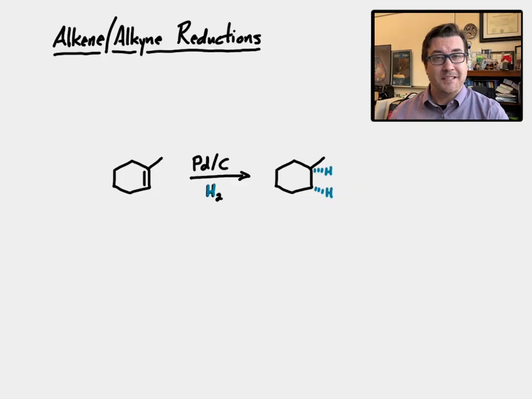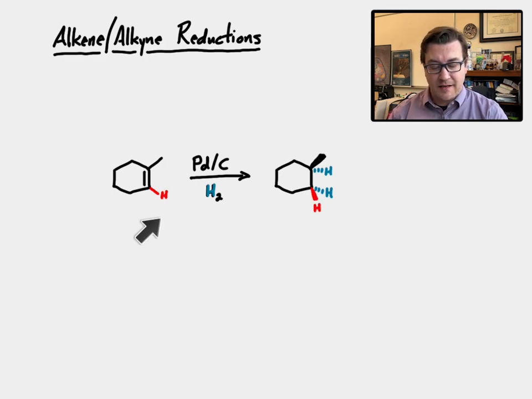Hi, in today's video we're going to be talking about alkene and alkyne reduction. Alkenes and alkynes are reduced in the presence of palladium on carbon with hydrogen gas, and you notice that the two hydrogen atoms of hydrogen gas end up syn, so they are on the same side of this molecule.